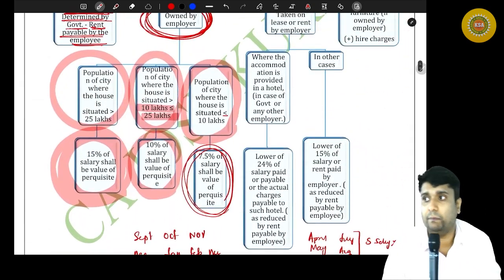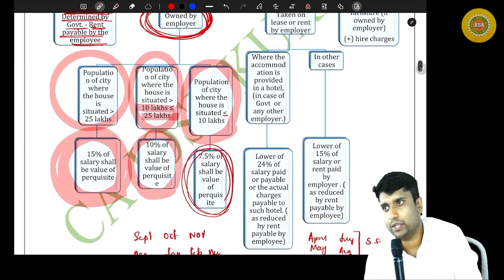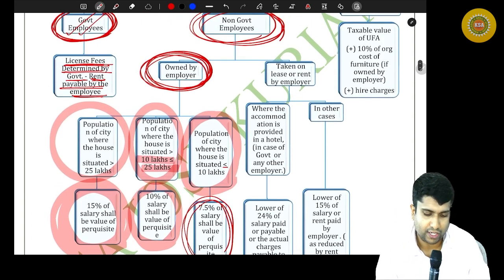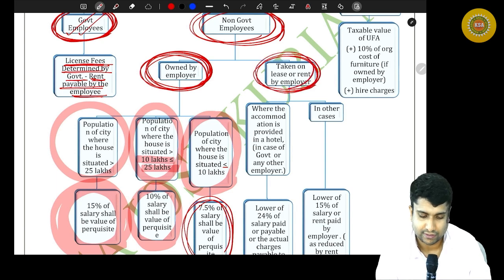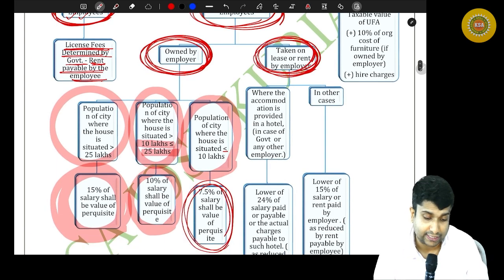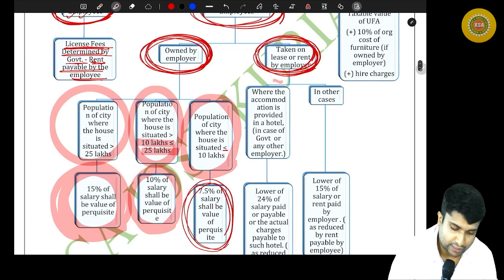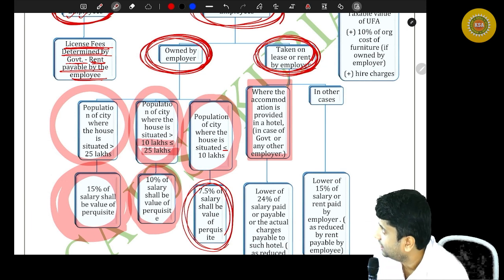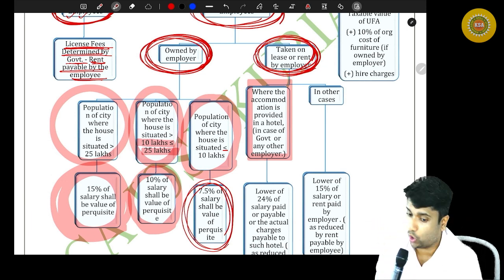Are you all with me? Now you tell me, what if the property is taken on lease or rent? You need to check whether the accommodation is provided in a hotel.